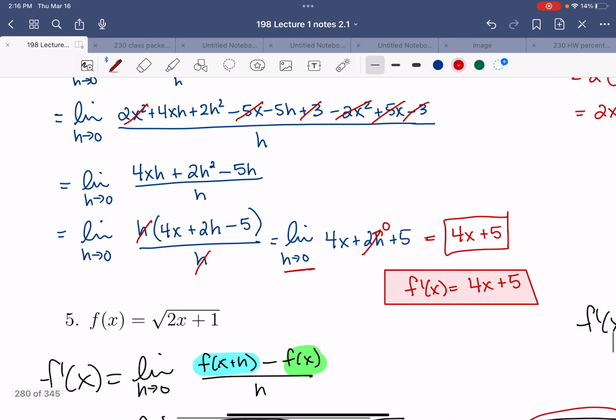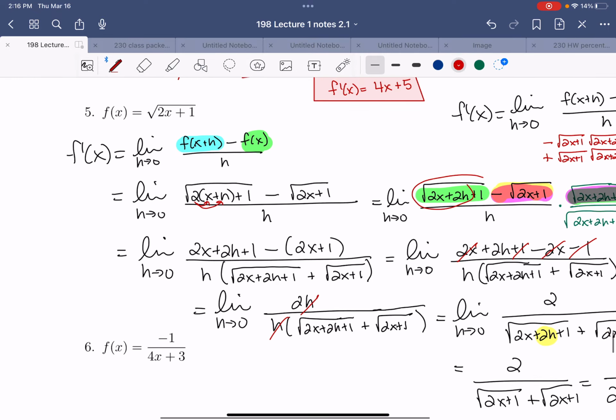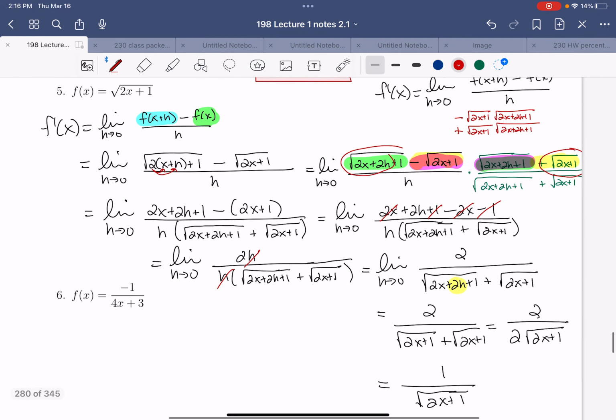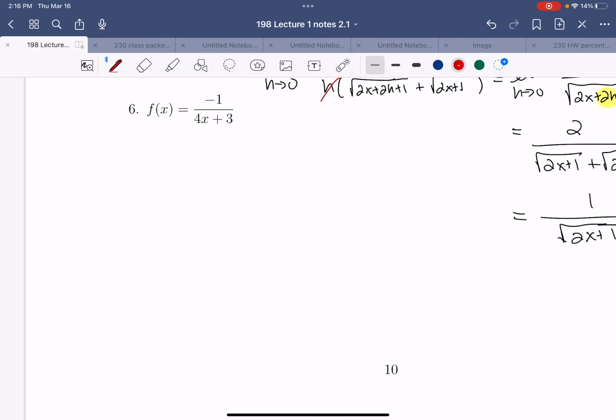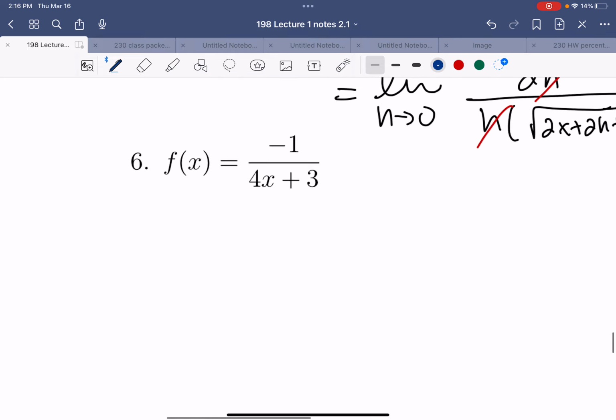Okay. All right, now I showed you number 5 in class. That was the one with the square root. So the only one left is the one with the fraction. So let's see if we can get this in here. All right, so same starting spot.